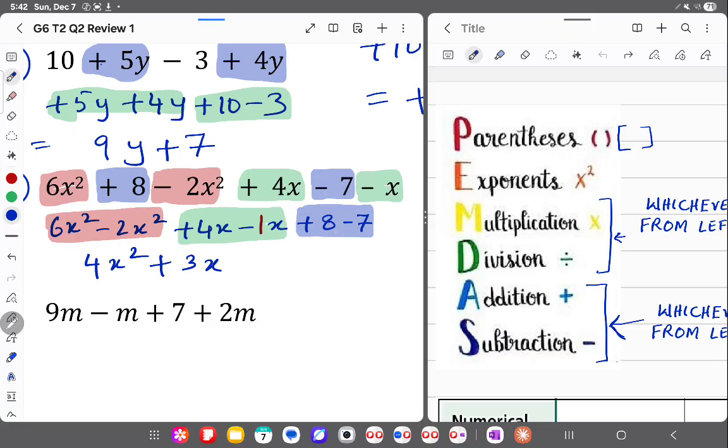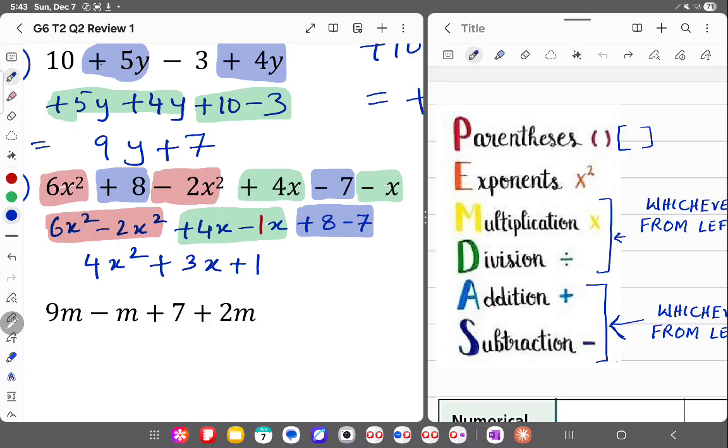Okay, the same thing, 8 minus 7. Signs are different, so you subtract. 8 minus 7 is 1. Now from 8 and 7, the greater number is 8, the sign of 8 is plus, so you write here a plus. Okay, so your answer is 4x to the power of 2 plus 3x plus 1.